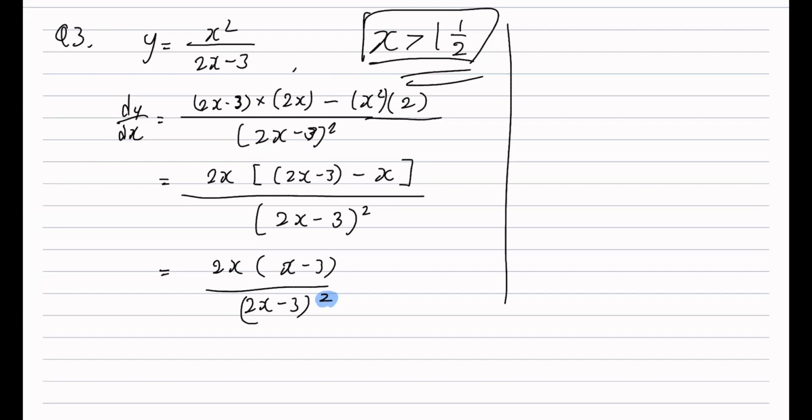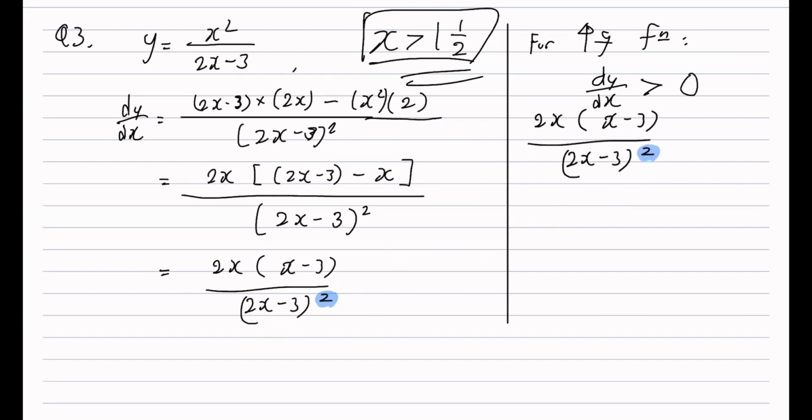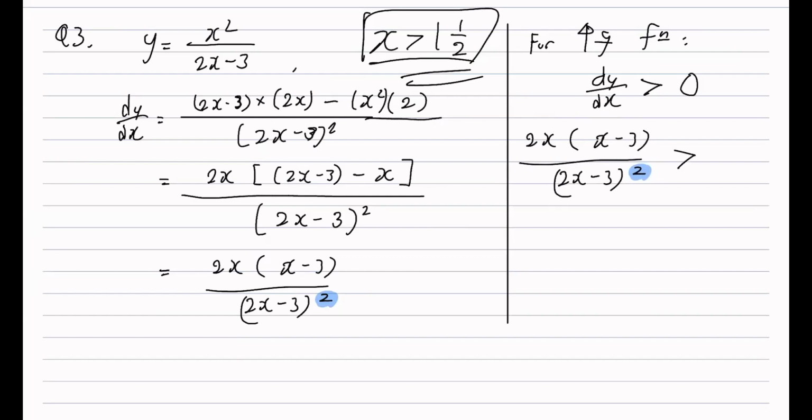Increasing function, right? So save some space, I'm just going to write at the right side. For increasing function, this is also another lazy way of writing function, f then n underlined. That's my short form. So we want dy by dx to be more than 0, less than 0, or equal to 0. Which one? More than 0. Very good. So this is more than 0.